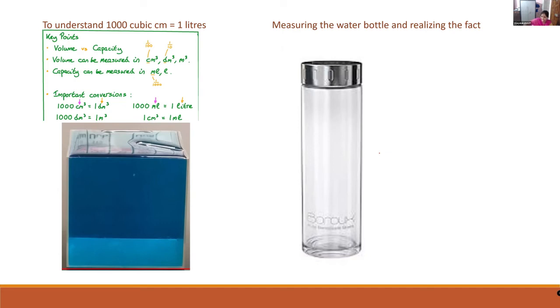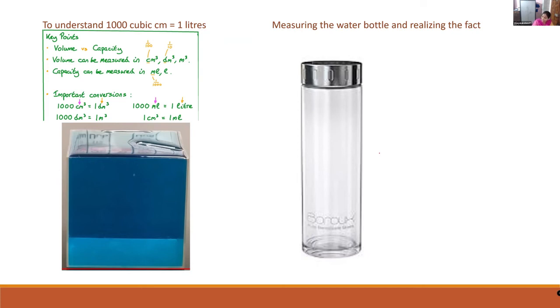First, they will find the radius. To find the radius, they'll find the circumference of the bottle. From the circumference, they'll find the radius. And using the radius and the height, they'll find the volume. And suppose they get the answer 843 centimeter cube. So 843 centimeter cube is equal to 843 ml. For a 1 liter bottle, they'll get approximately 1000 centimeter cube. Like that, they can visualize and realize the fact that 1000 centimeter cube is equal to 1 liter.